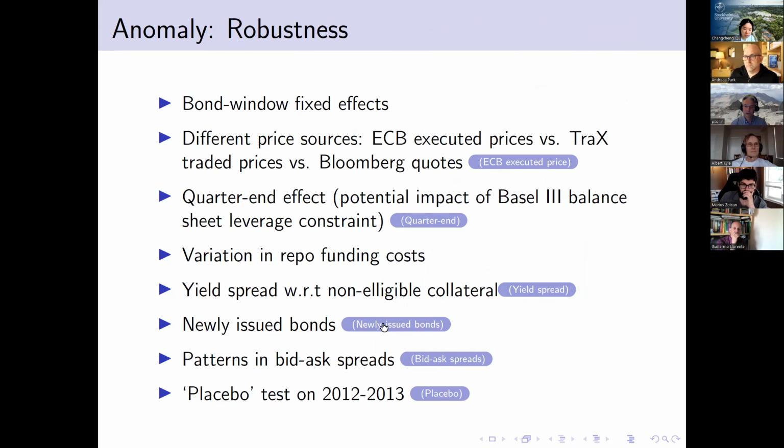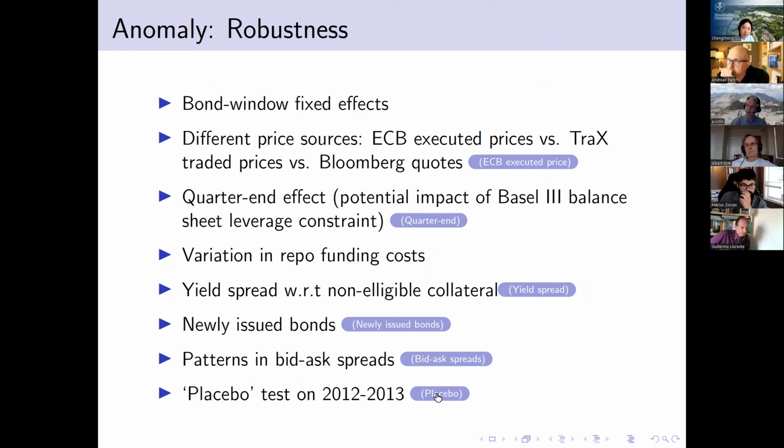We took out newly issued bonds. There might have been some effect, like the issuance effect that I documented before. If issuances happen mid-month, then you might think, well, if around issuances bonds are dropping, then yields would go up and they might recover around month's end. So it might be due to issuances. So we drop issuances and nothing changes. We look at whether there's a pattern in bid-ask spread around month end. We don't find any sort of remarkable patterns.